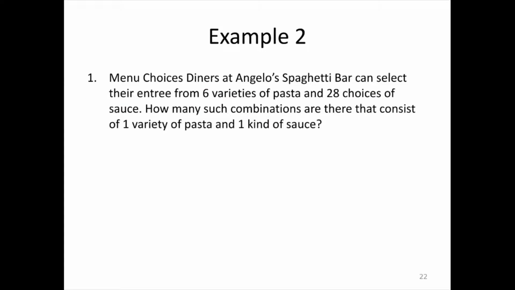All right. The second example is about menu choices at a spaghetti bar. We have 6 varieties of pasta and 28 choices of sauce. So many choices for sauce. If a customer wants one variety of pasta and one kind of sauce, how many combinations will there be? We can use the multiplication rule. There will be 6 varieties of pasta times 28 sauces, and this is equal to what?